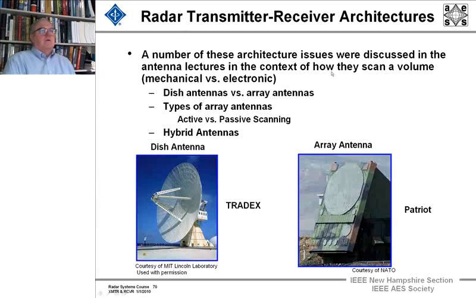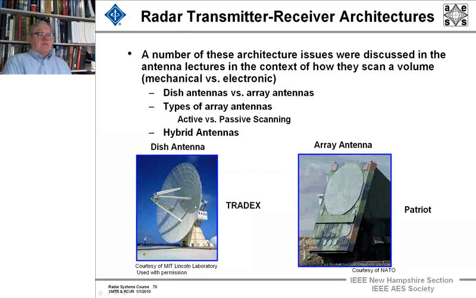A number of these architectural issues were addressed in pieces in the antenna lectures. And what we want to do is to put them all together in the context of how they scan a volume, and why one would be used versus another, and how we put them together in an overall system. And they would be the dish antennas, array antennas and their different types of scanning, and hybrids.